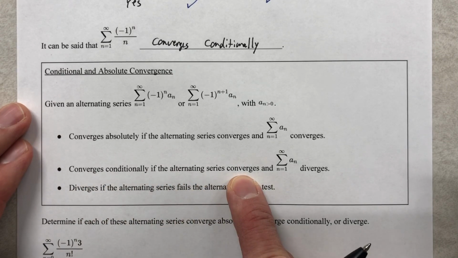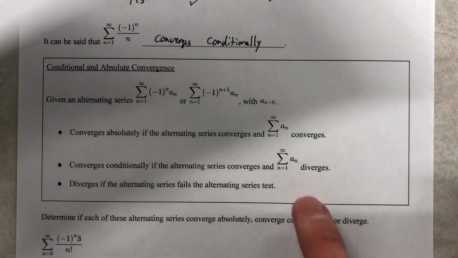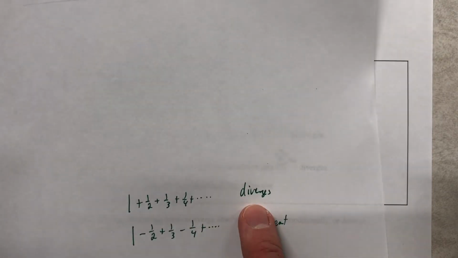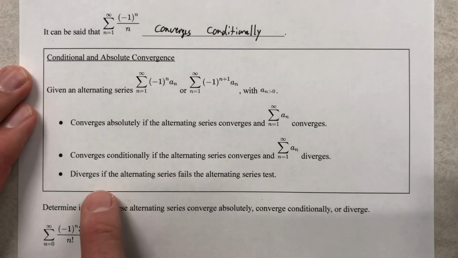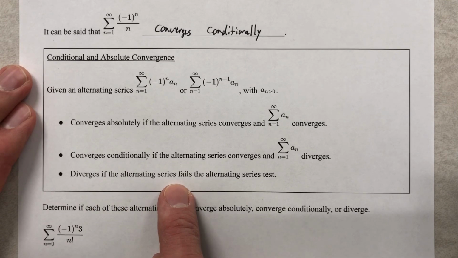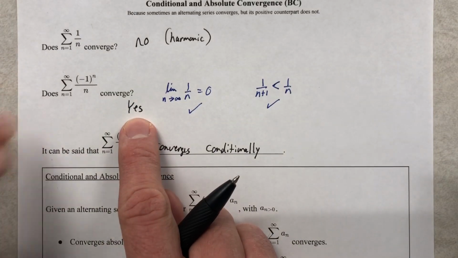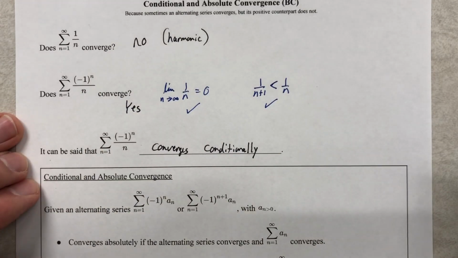This thing will converge, let's go to the second bullet, conditionally, if the alternating series converges but the positive aspect diverges. That's what we just found with the harmonic series. Let's jump to the third bullet. If the alternating series fails, it's going to diverge. So if I did this and I got a no, I'd be like, no, just no. You diverge, you both diverge, you just diverge.